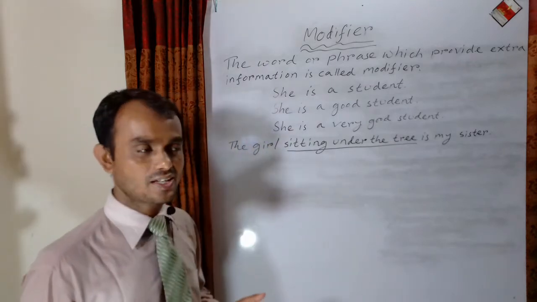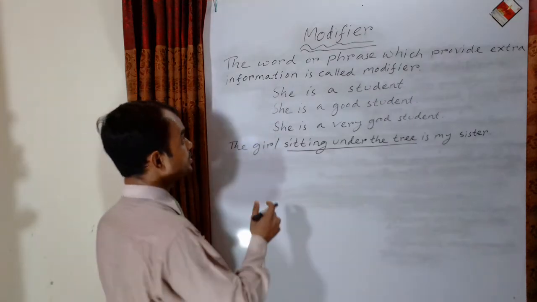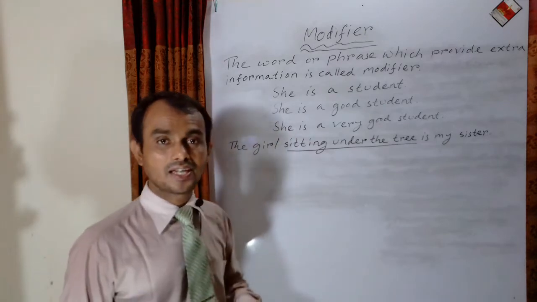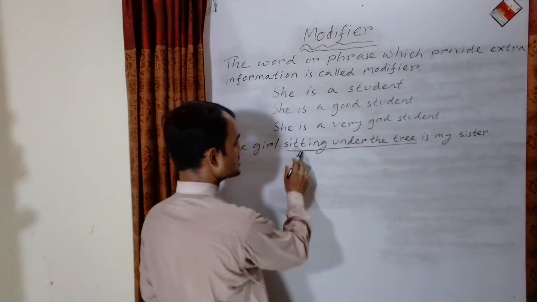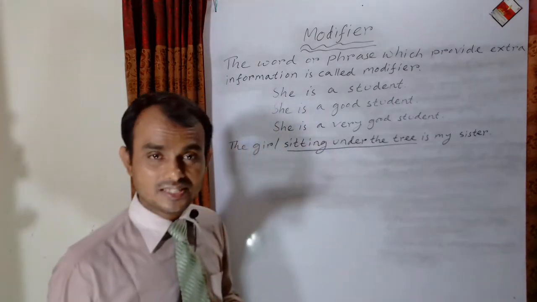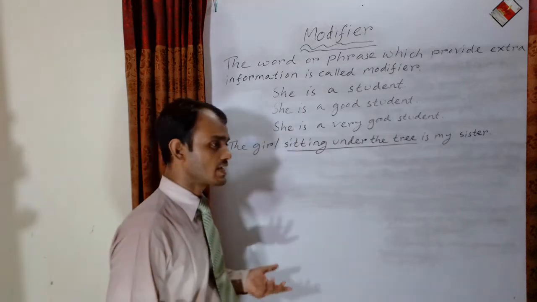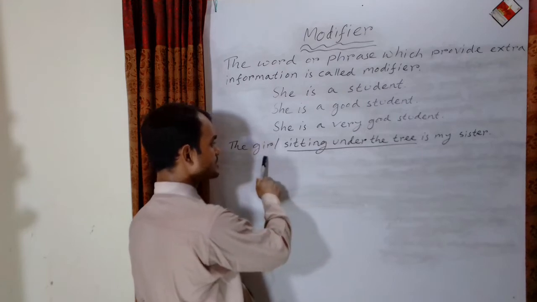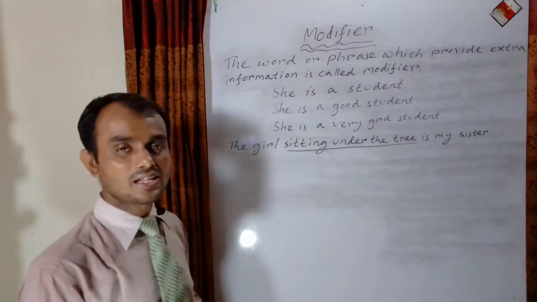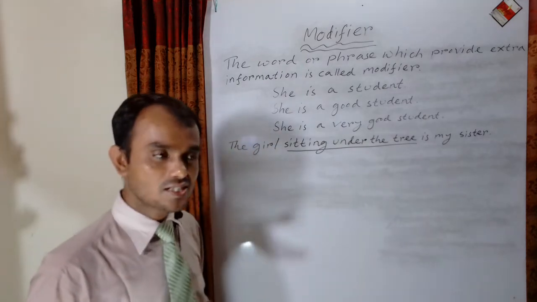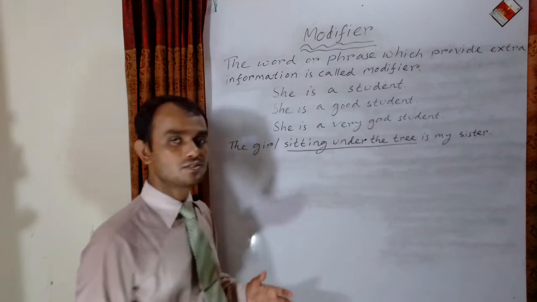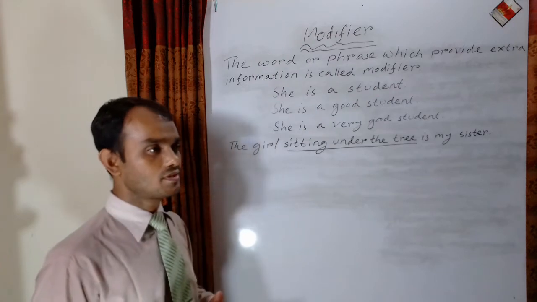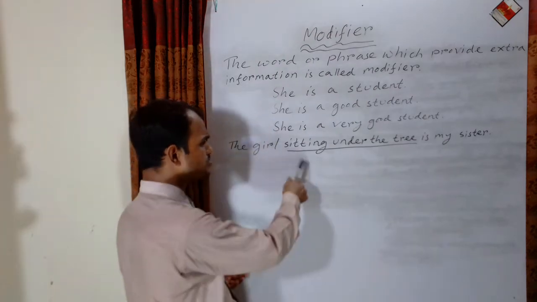because modifier can be only a word, modifier can be a group of words. Here, a group of words, sitting under the tree. It is phrase, group of words. So it is a modifier, and this is giving extra information to the noun girl. So this is a modifier. Modifier can be only a word, it can be a group of words.